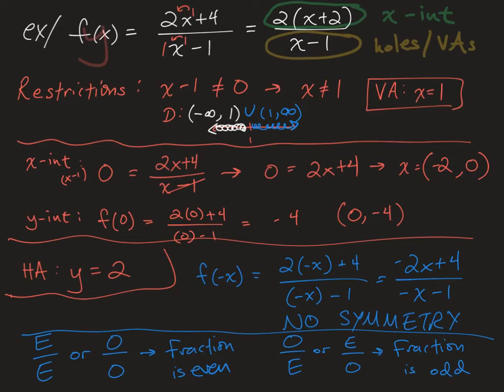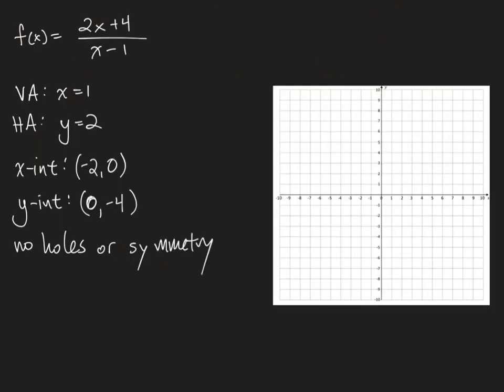All right, so we have all of this important information here. Let's use it to graph this function on the next slide. On this slide, we've got all the pertinent information listed out here: the vertical asymptote, horizontal asymptote, x and y intercept. There were no holes or symmetry for this particular function.